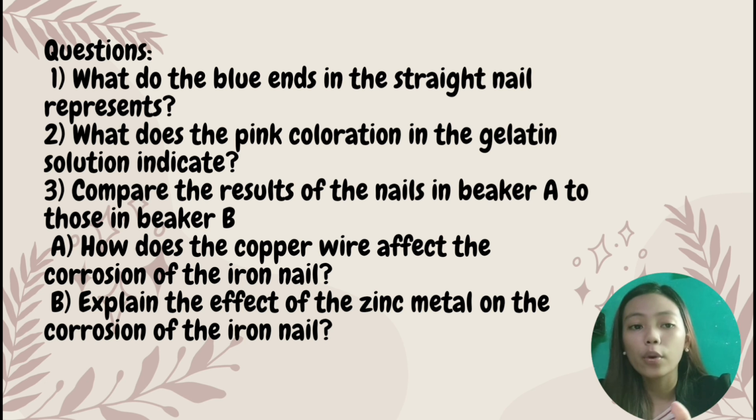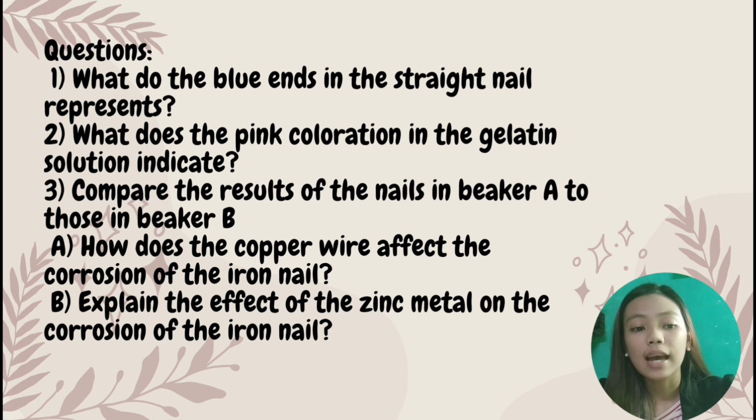In beaker A, our question is, how does the copper wire affect the corrosion of the iron nail? The copper wire has the opposite effect on the iron. With iron being a better reductant than copper, electrons are pushed into the copper and a pink color is seen around that metal. In beaker B, explain the effect of the zinc metal on the corrosion of the iron nail.